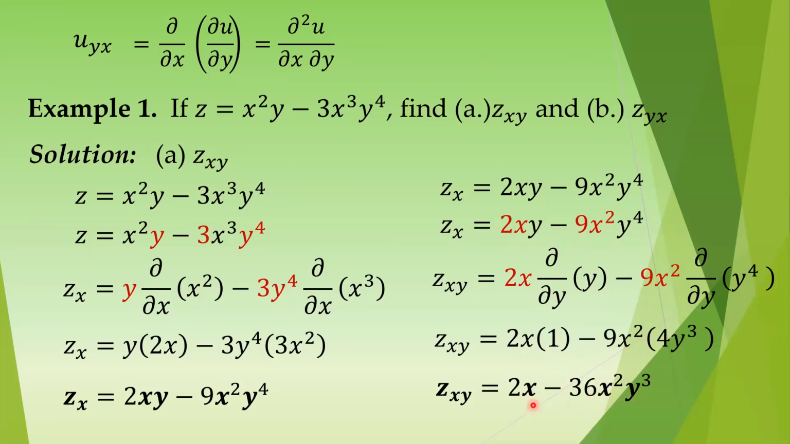This is z sub xy. So, we have our first partial derivative. Then, after that, ito ang ating second partial derivative na nakuha. Next, letter B. We have z sub yx.